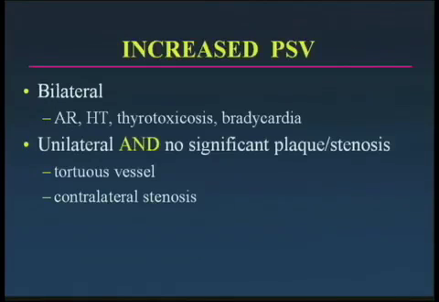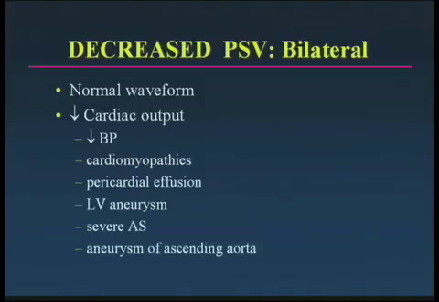Well, what happens if you see increased peak systolic velocity? If it's bilateral, think of aortic regurgitation, hypertension, thyrotoxicosis, or bradycardia. If it's unilateral and there's no significant plaque or stenosis, think about the tortuous vessel or contralateral stenosis that I told you about already. Well, what about decreased peak systolic velocity? If it's bilateral and the waveform is normal, think about things that decrease the cardiac output.